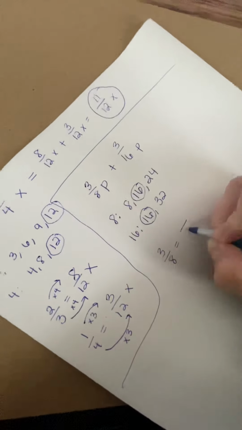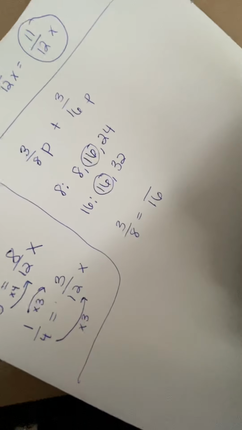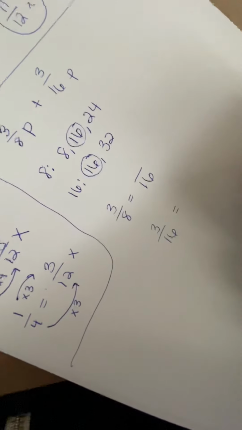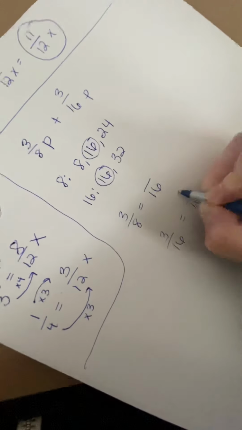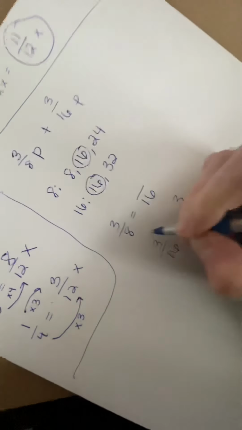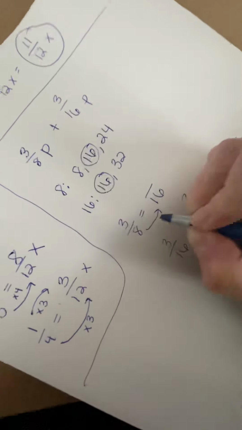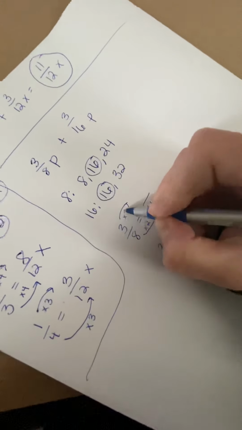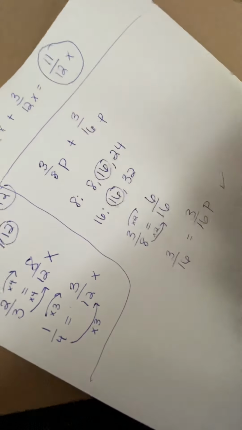3/8 equals how many 16ths? 3/16, I don't even need to change it. That one's good. Check. How do I get from 8 to 16? Multiply by 2. Multiply by 2, 6.